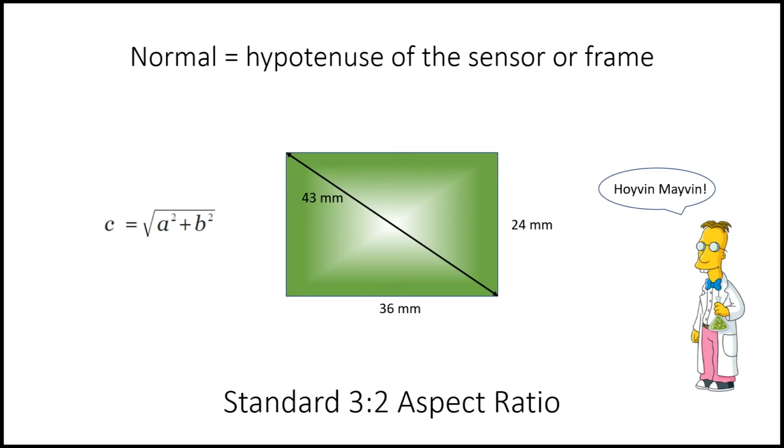So let's talk about how we derive what is normal. A normal is based on the hypotenuse of either the film frame or a sensor. So here we have the formula, right? C equals the square root of a squared plus b squared. So you just square one leg, because this would become a right triangle, right? You square one side, square the other, add them up, and take the square root. So in this formula, it comes out to 43 millimeters. So in full frame, in film, 43 is generally a normal lens.